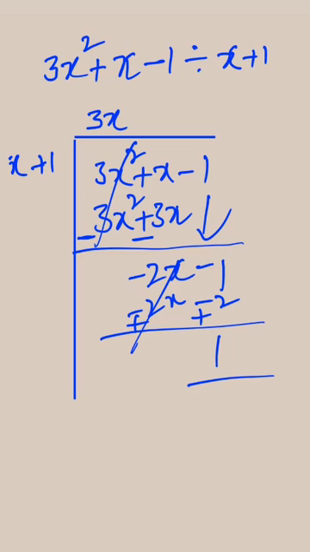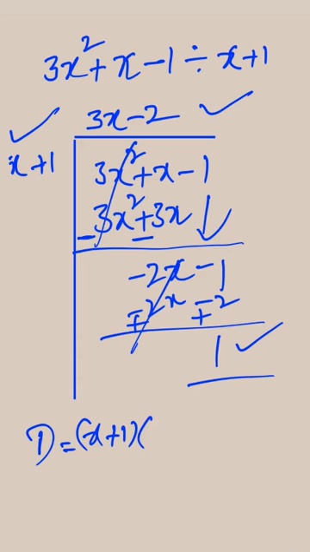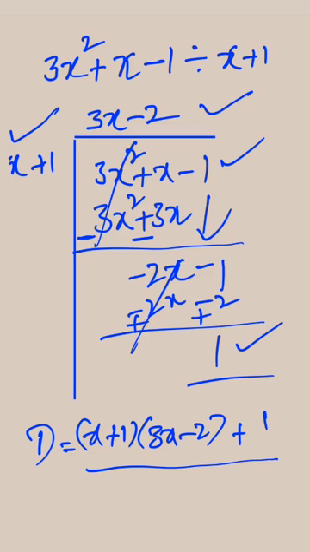Now if you want to check, yes, here I forgot: this is minus 2 we got, and this is the quotient, divisor, remainder. So we can write the formula: dividend is equal to divisor into quotient, 3x minus 2, plus remainder. If you simplify this, you will get the dividend again, so the quotient and remainder are correct. That is the checking part.